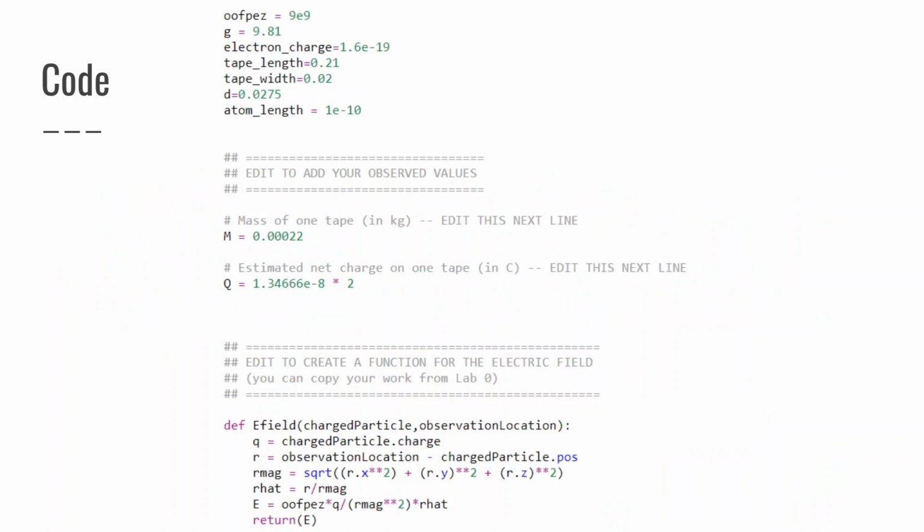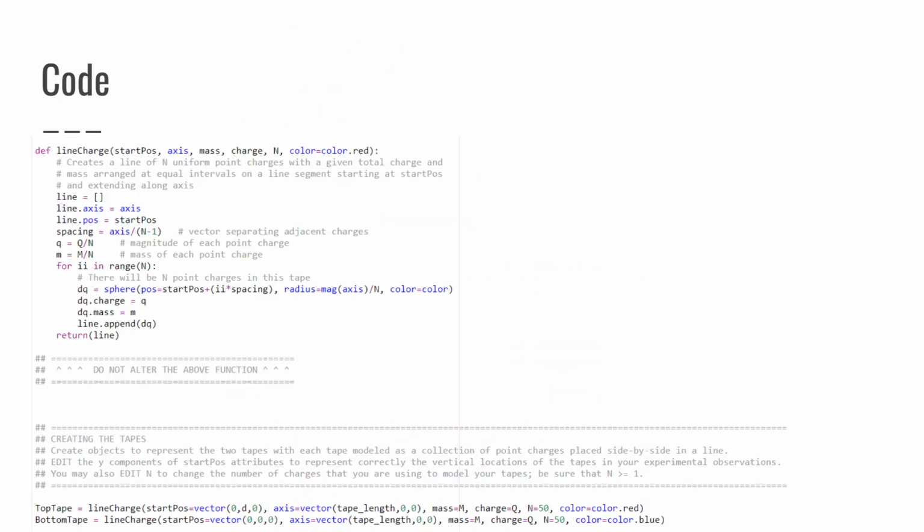Now, in order to calculate everything, we have the code. The first part is the exact same as the first lab, all of the constants. At the bottom is the function to calculate the electric field, which of course we're going to need. In this slide, you can see that the first function is creating the line of point charges, so it's basically modeling the tapes. And at the bottom, we have made both the top and the bottom tape with the line charge function, so that we're modeling it as distributed charges on a rod.